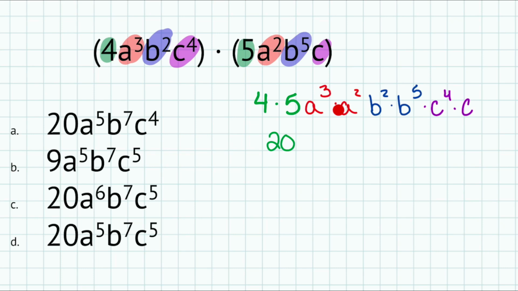So with that, we have b squared times b to the power of 5. And that's going to give us b to the power of 7. There you go, b7. And here's that weird part that we have to address. We have c to the power of 4 multiplied by c.